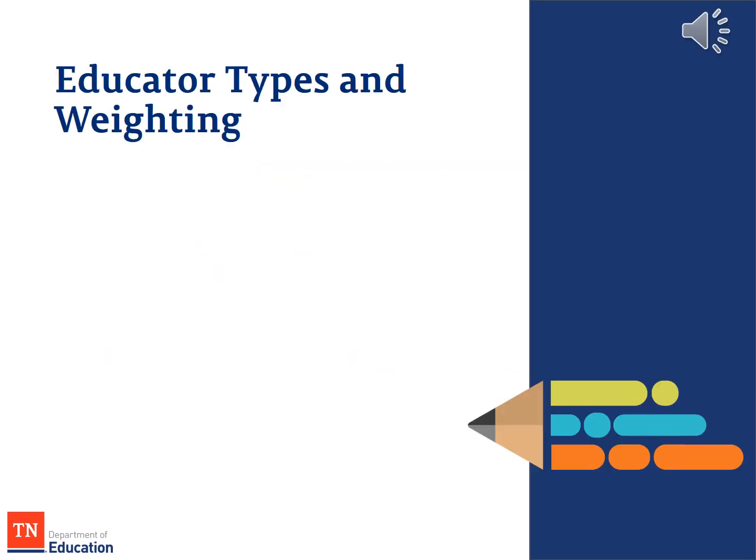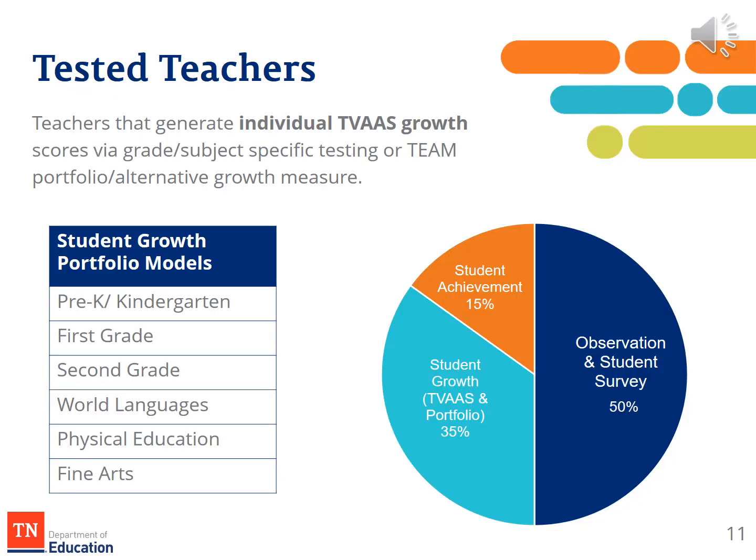Now we will review the weightings associated with educator types. Our first example is a tested teacher. Educators in this category generate an individual growth score from either a TVAAS test or a portfolio or alternative growth measure. For tested teachers who receive individual TVAAS scores or implement student growth portfolios, the evaluation model uses the following weights to calculate LOE. 50% of the score is from classroom observations, 35% of the score is from TVAAS testing or student growth portfolio or alternative growth measure, and 15% of the score is from an approved achievement measure.